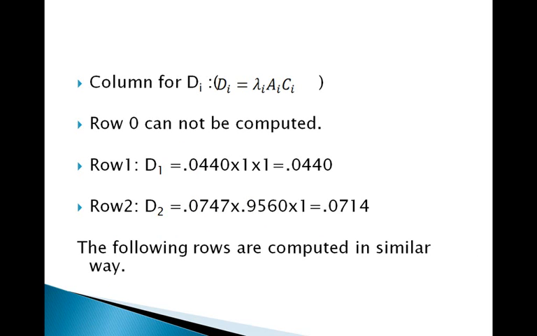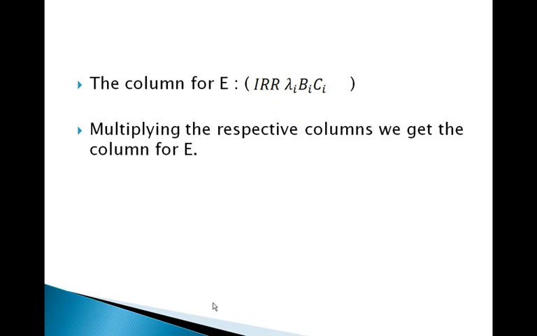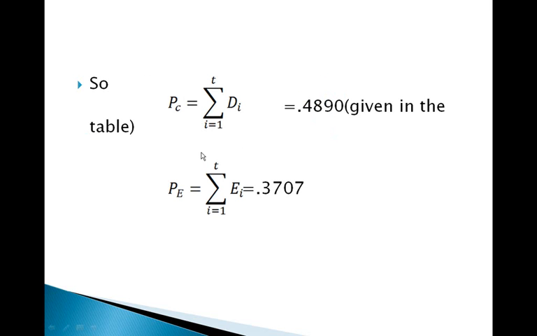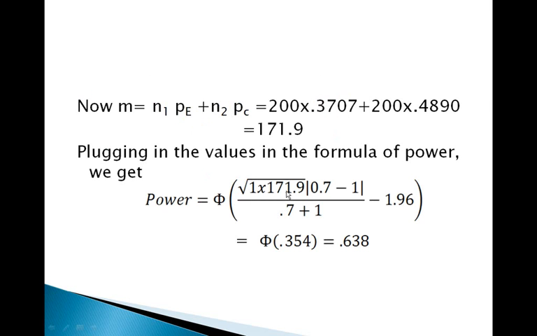D sub i's are done in much the same way, although we now use the lambda sub i times the A times the column C sub i's, and we calculate these in each of the rows in a similar way. E is the incident rate ratio lambda sub i times column B sub i, C sub i, and multiplying the respective columns we would get E. So we then sum the P sub C and P sub E's. We get 0.48 for the P sub C, and we get 0.37 for the P sub E.